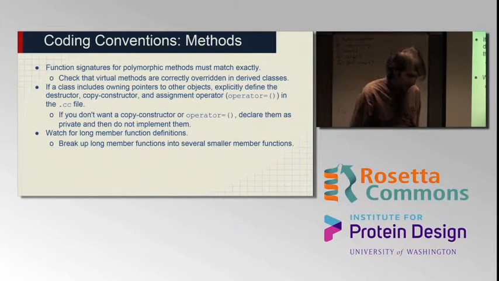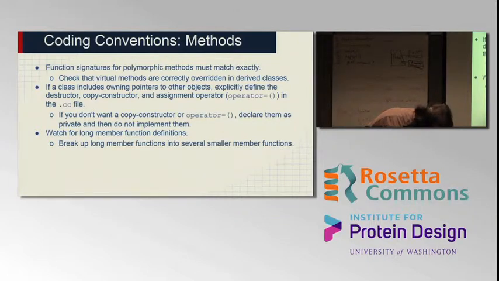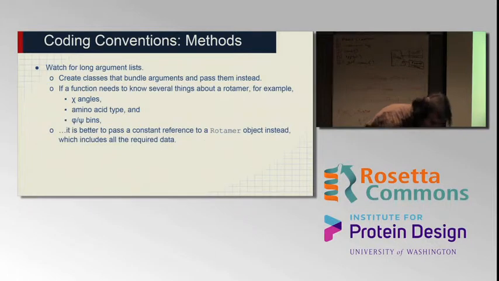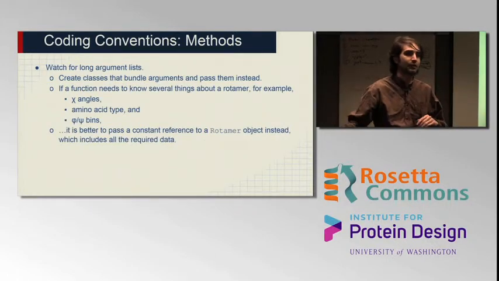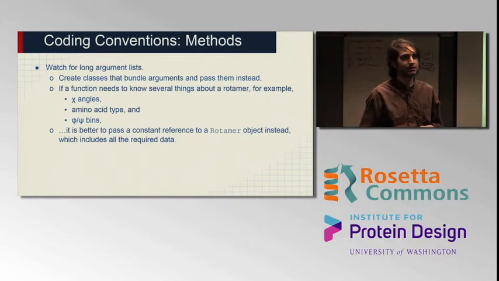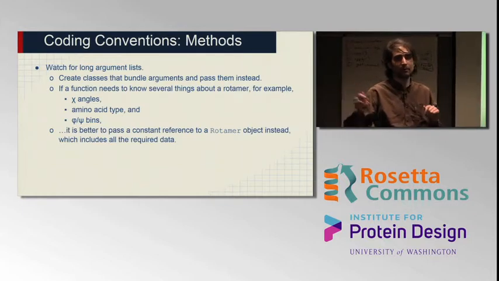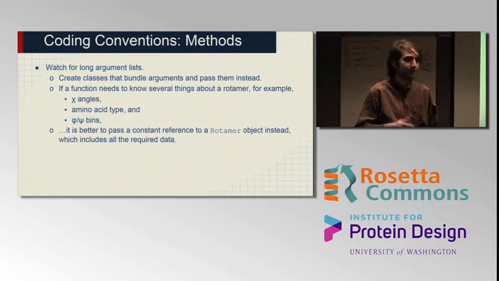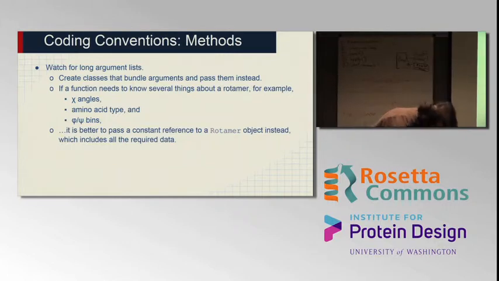Function signatures have to... this stuff has been gone over in a previous lecture. Avoid long function declarations with long argument lists. If you have a lot of arguments that have to be passed to a function, create a class that encapsulates those arguments.